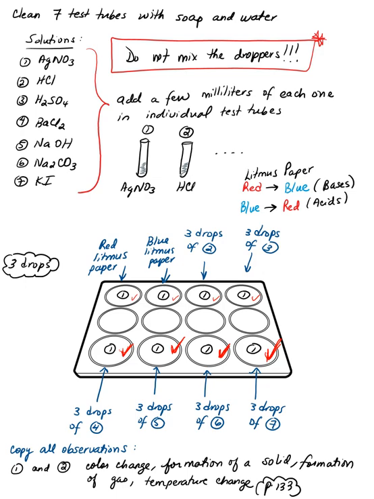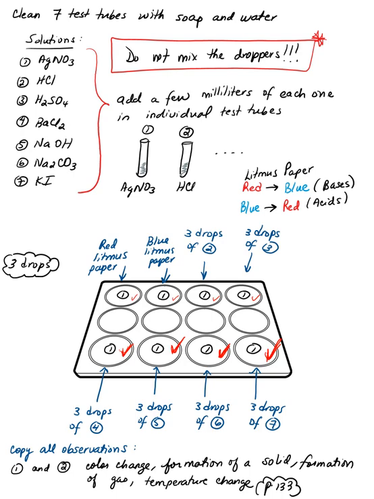So you're recording all of your observations. You can do one at a time and write it down, or you can mix everything and then make sure that you copy everything in your lab manual. So you're copying observation, your color changes, formation of a gas, formation of a precipitate, temperature change. When you're done with this one, look, this is giving you all of the results for your solution number 1 mixed with everything else.